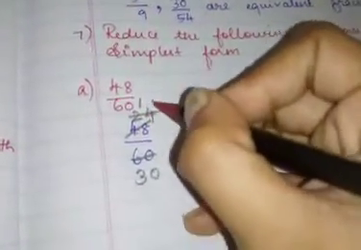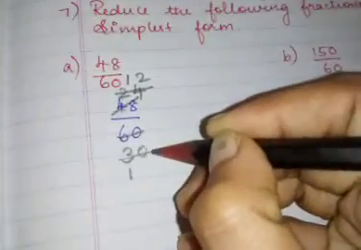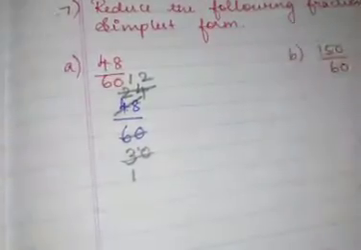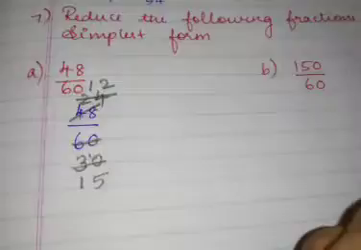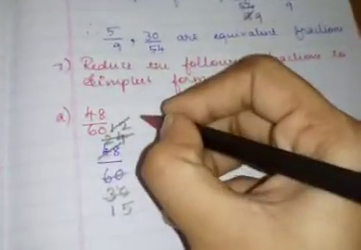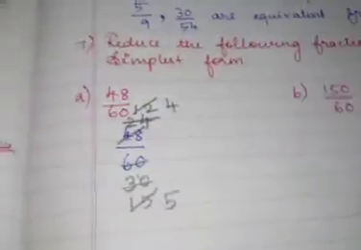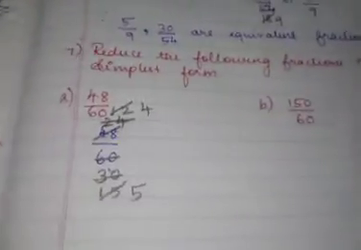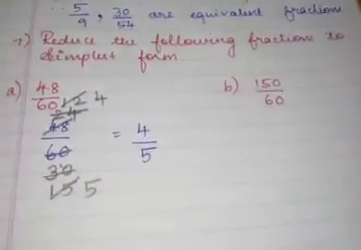Next, again in the 2 table you can do it. 2 1s are 2, 2 2s are 4. Then 2 1s are 2. 3 minus 2, 1 remainder. 0 will become 10. 2 5s are 10. Next, 12 and 15. Both come in the 3 table. 4 3s are 12, 5 3s are 15. So what is the final thing? 4 by 5. Do 4 and 5 come in any common table? No. So the simplest form for 48 by 60 is nothing but 4 by 5.